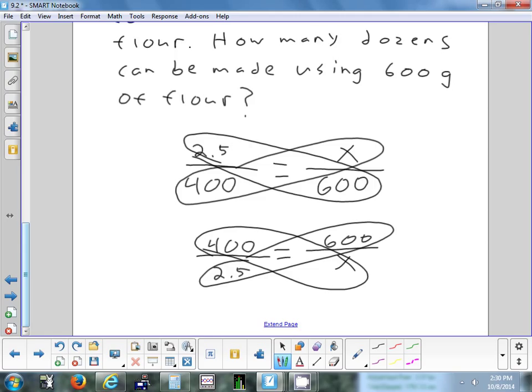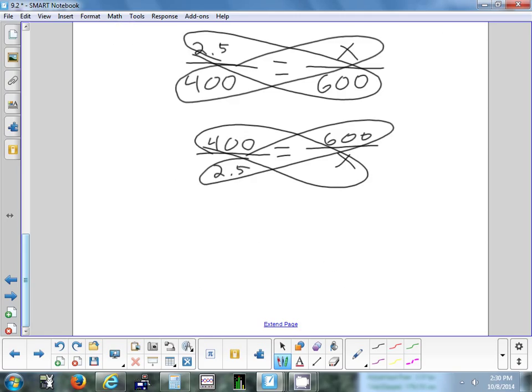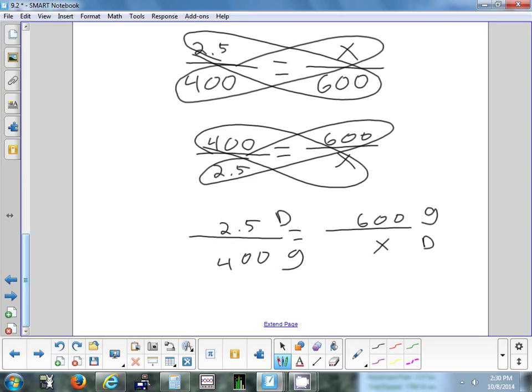What if you switch the 2.5 and the 400? Tell me what you're thinking. Try 2.5 over 400, and then 600 over X. Okay, that we can't do. No, the reason we can't do this one is because you put dozens in the top, you put grams in the bottom. On this side, though, you switched it. You put the grams in the top, and you put dozens in the bottom. But would it still work?